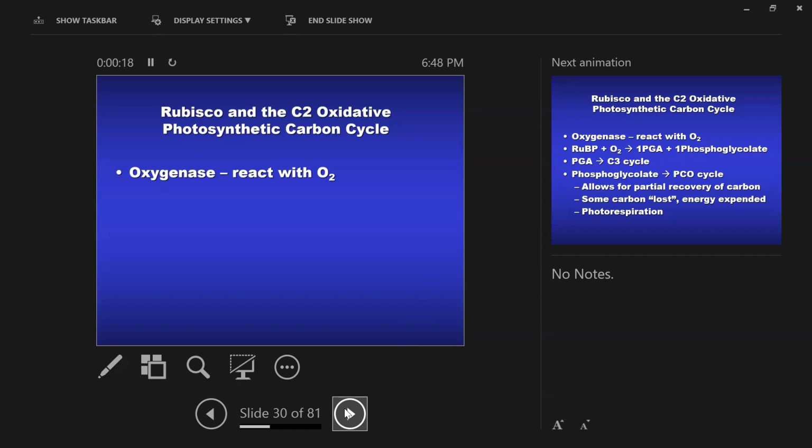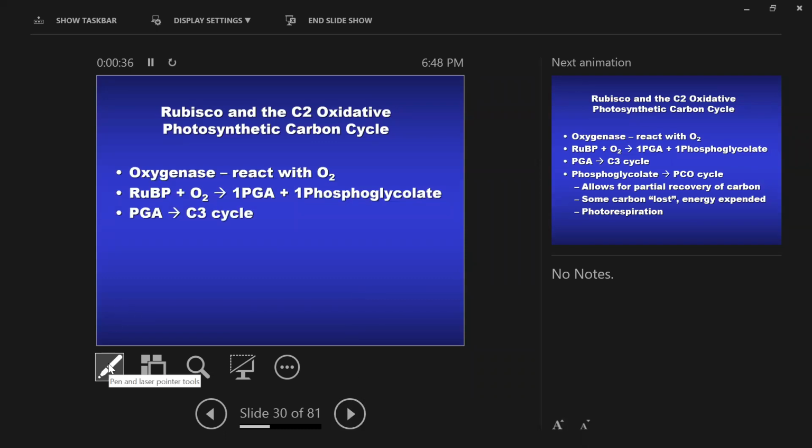If it, for some reason, has low CO2 and enough O2, then oxygen is going to win, come into the active site of Rubisco. And that's a pain because, well, you get one PGA, so that's good. And that can feed right into the C3 or Calvin cycle, but that phosphoglycolate's only 2 carbons. So knowing this first reaction for sure, and then understanding what happens to the 2 products, the PGA, yeah, I can go right into C3 or Calvin, but that phosphoglycolate, that's where you start kicking into the PCO cycle.